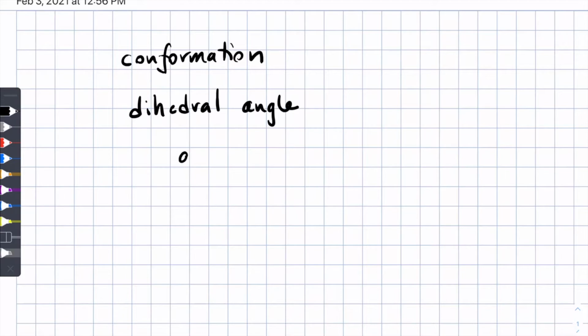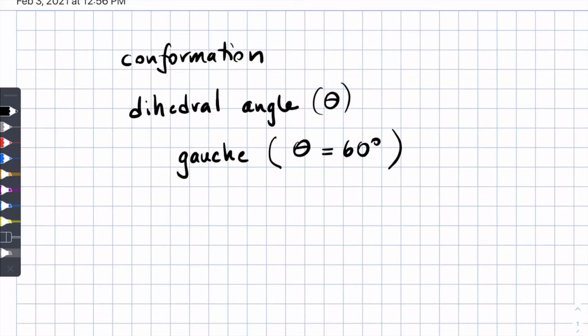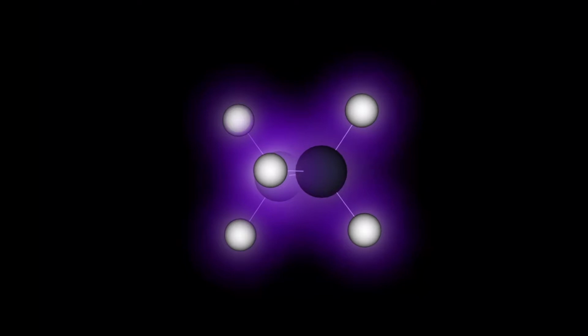G-A-U-C-H-E. When the dihedral angle theta is 60 degrees, we will say that two groups are gauche to each other. So this hydrogen that I'm highlighting now is gauche to this hydrogen on the back and this other hydrogen on the back. In this shape of the molecule, notice each hydrogen is gauche to two other hydrogens.